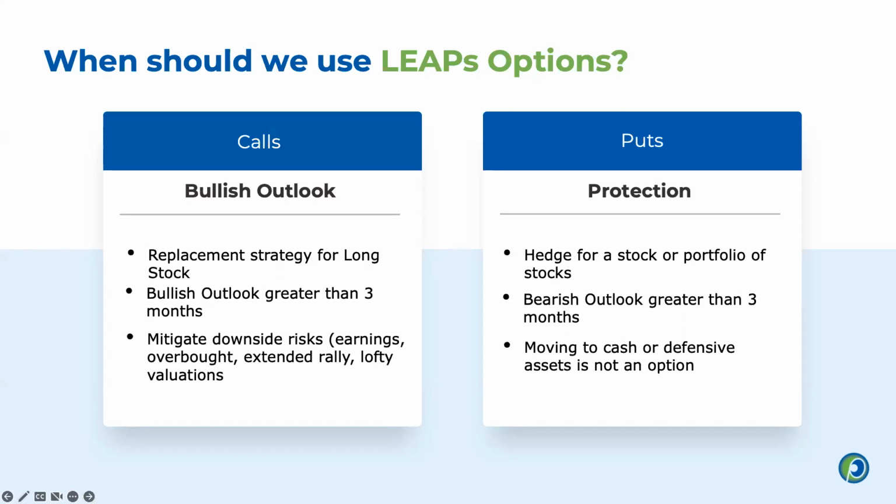You can also mitigate some downside risks as far as earnings, the security being overbought, extended rallies, and lofty valuations. From the put side, where this makes sense is hedging your stock or portfolio overall. If you have a bearish outlook for a certain time frame, in our previous sessions we talked about utilizing long puts for hedging purposes, and even collars and so on. This makes sense if you want to have a defensive view but you're unable to move to cash. You don't want to sell. You want to mitigate a taxable event, things of that nature. Then this will certainly help that.